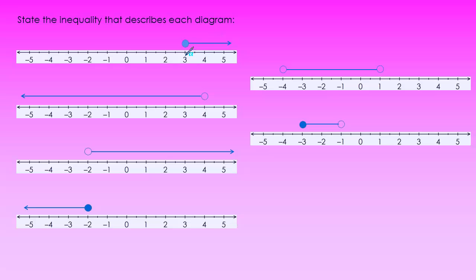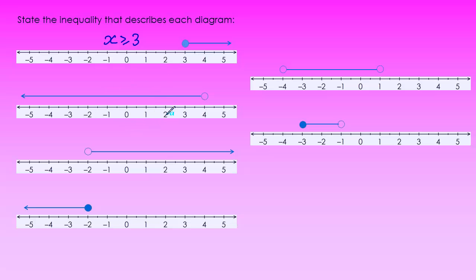If we look at this diagram, we can see that we have a circle at 3, and that circle is filled in, and then the arrow extends to the right. That corresponds to x is greater than or equal to 3. The reason that it's an equal to is because the circle is filled in.